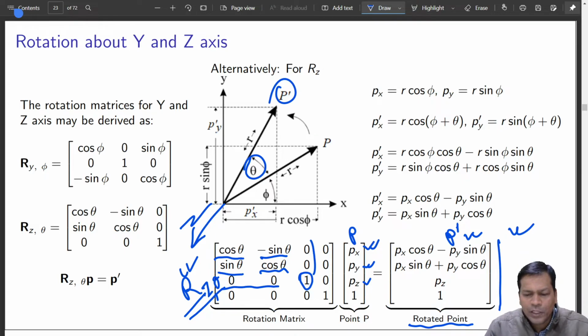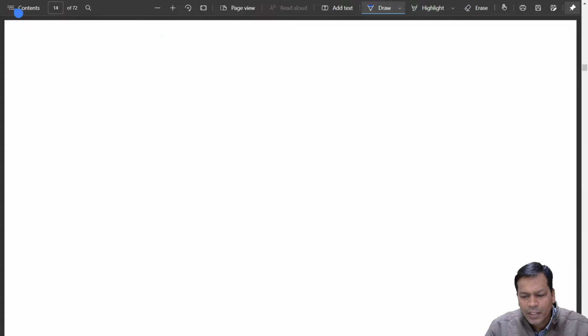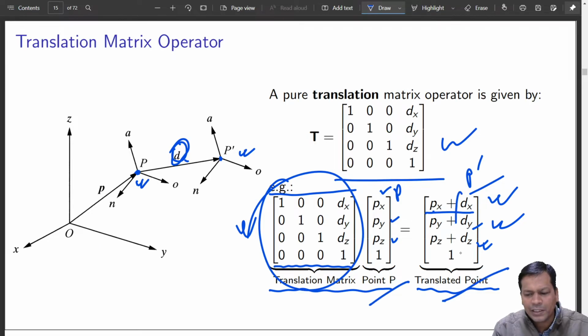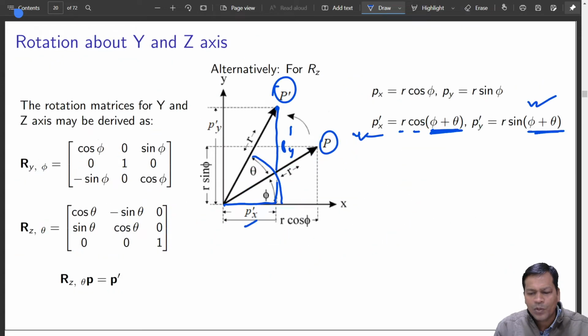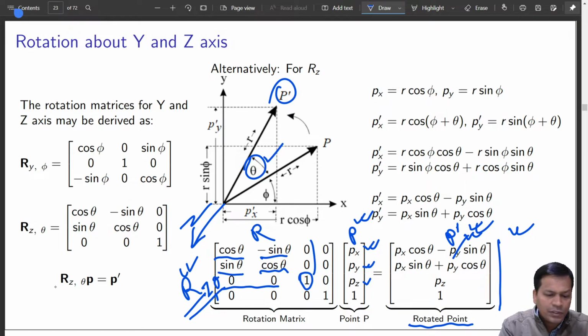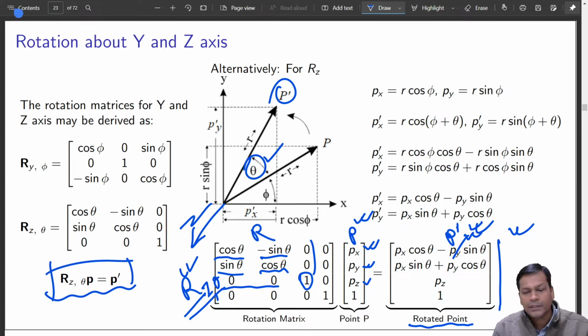So now I hope you understood what a translation is. This translation operator can be applied to a point to translate it by a distance. Similarly, you also can have a rotation matrix, which when applied to a point, you get to a new position, that is P dash, which is nothing but rotation. Okay, so this is how it can be written.